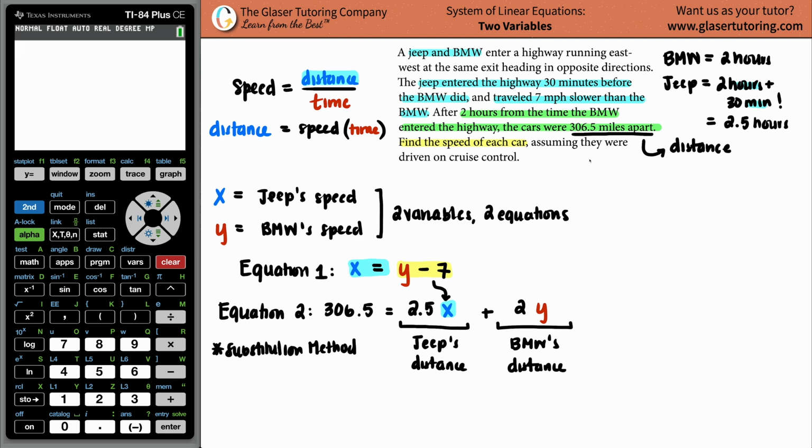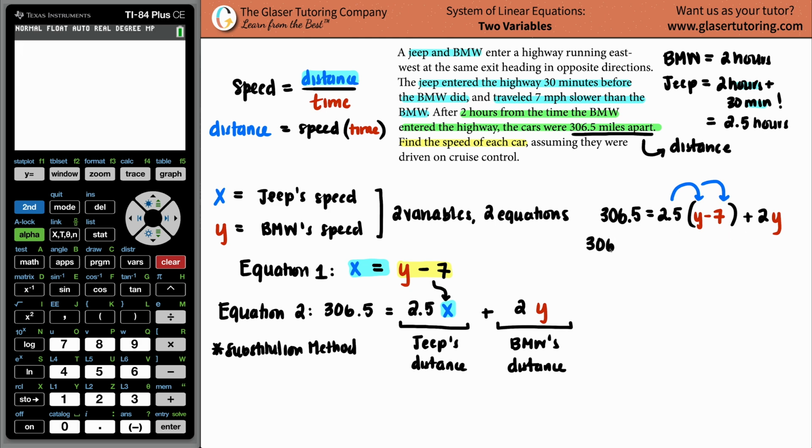So in this case, for our equation, it's going to be 306.5 equals 2.5 times, well, x was y minus 7. And now just keep going with the normal formula, right? This was just plus 2y. And now all we got is some distributing. And now we got rid of the x values so we could solve for y.